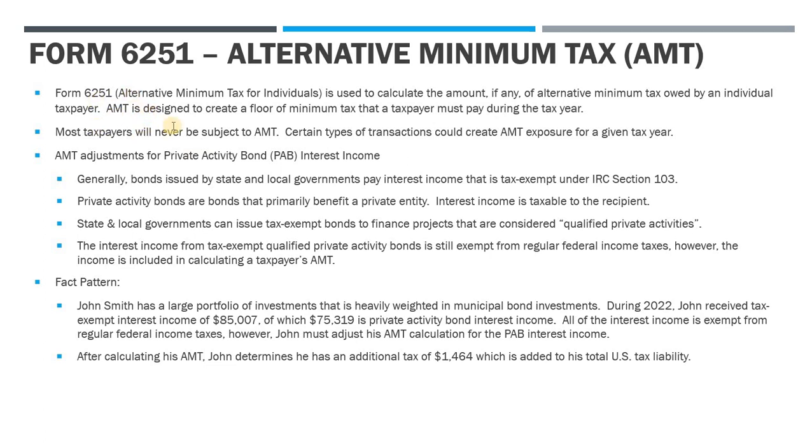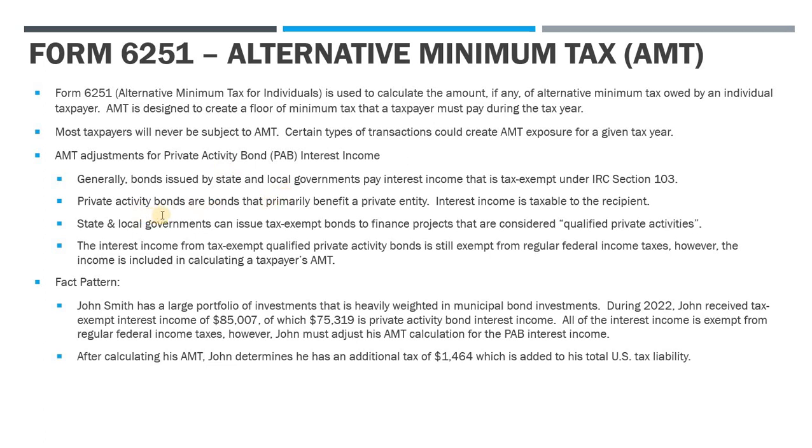So again, 6251, this is used to compute your alternative minimum tax. Most taxpayers, again, are not subject to this. It really just comes down to what kind of unique items of income or expenses you might have that are added back or deducted when computing your AMT. So there are a number of transactions that could create this AMT exposure, and one such adjustment is for private activity bond interest income. So what are private activity bonds?